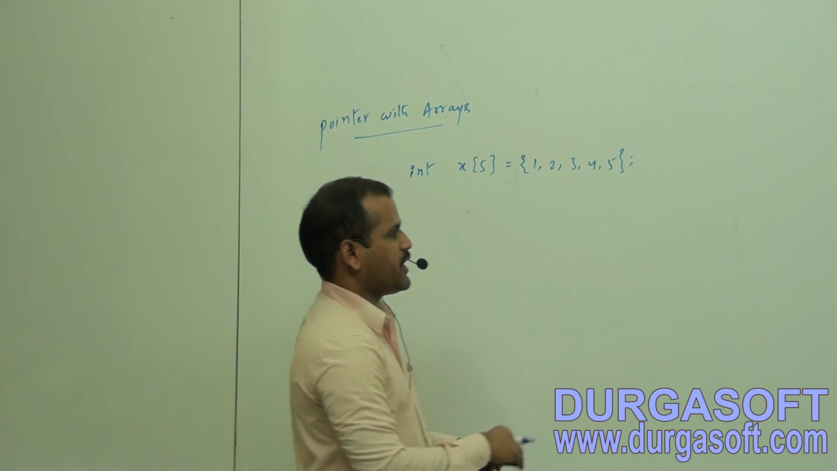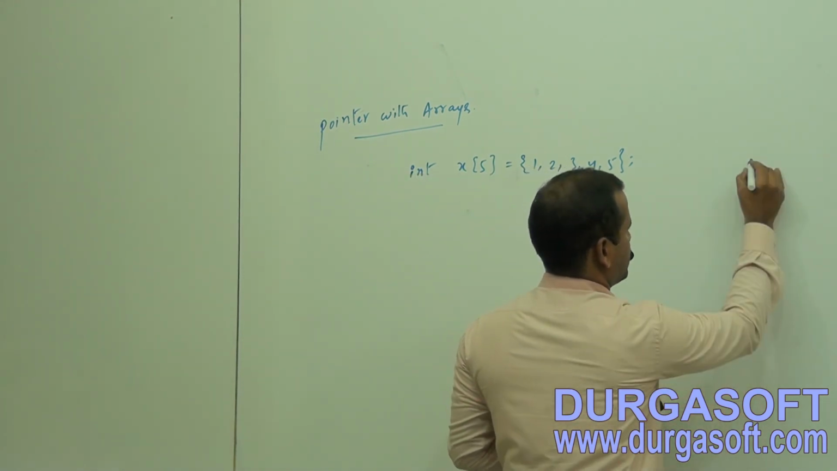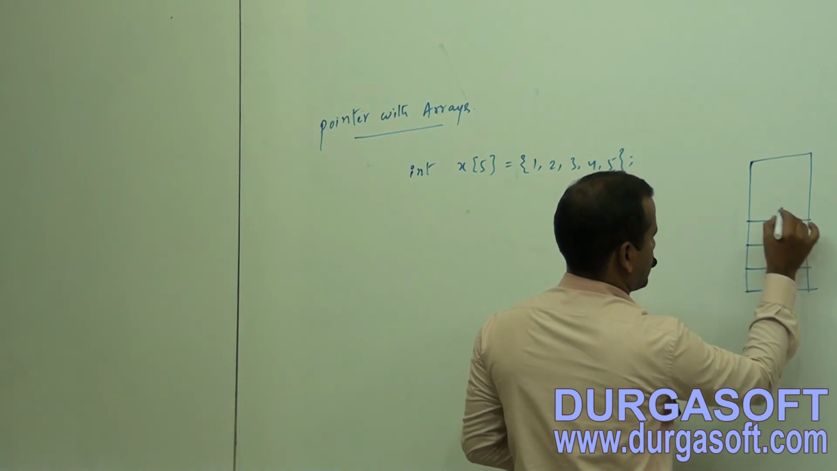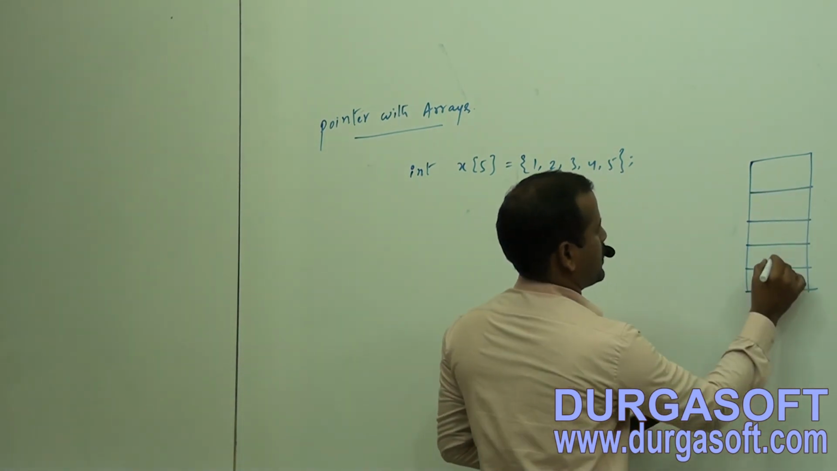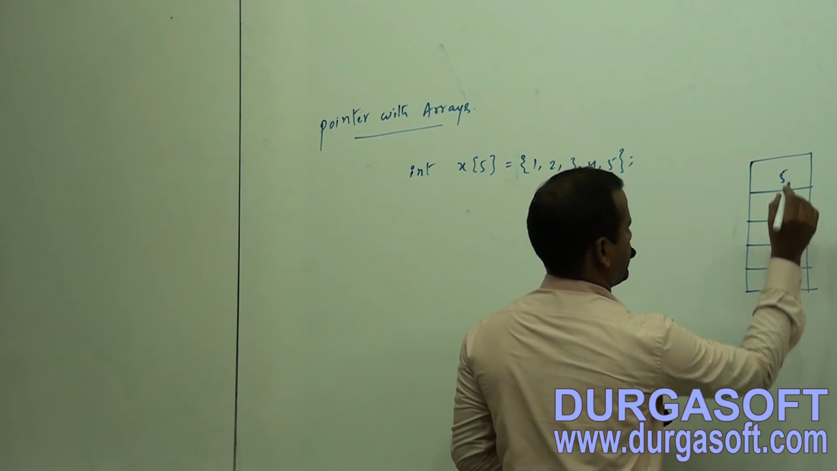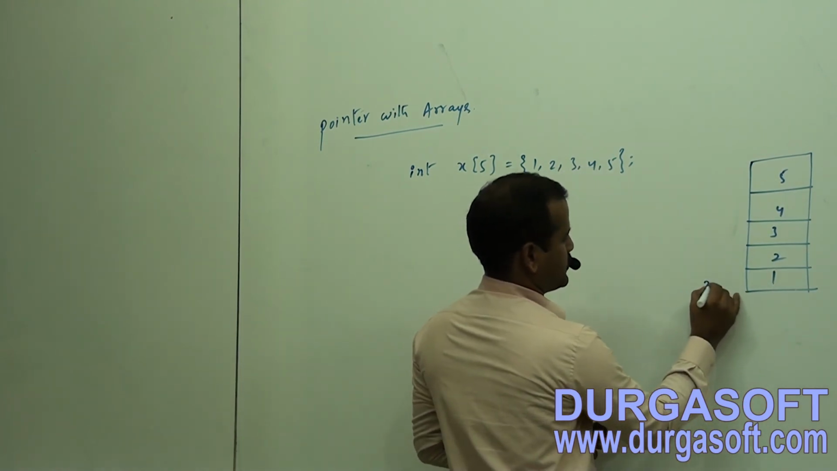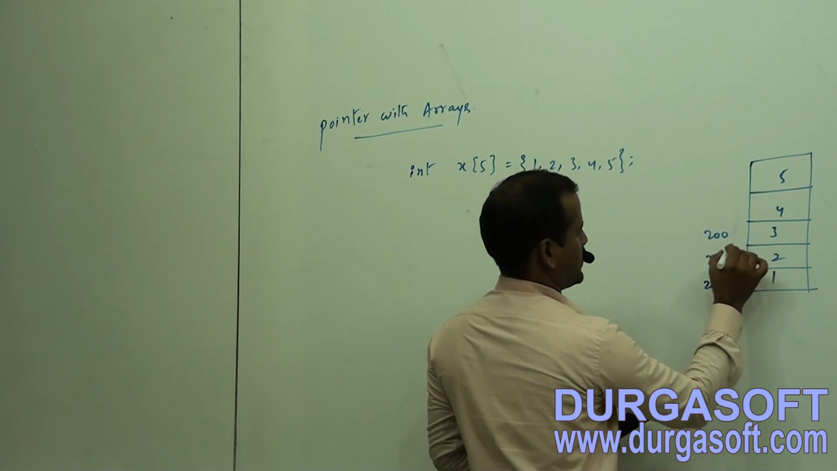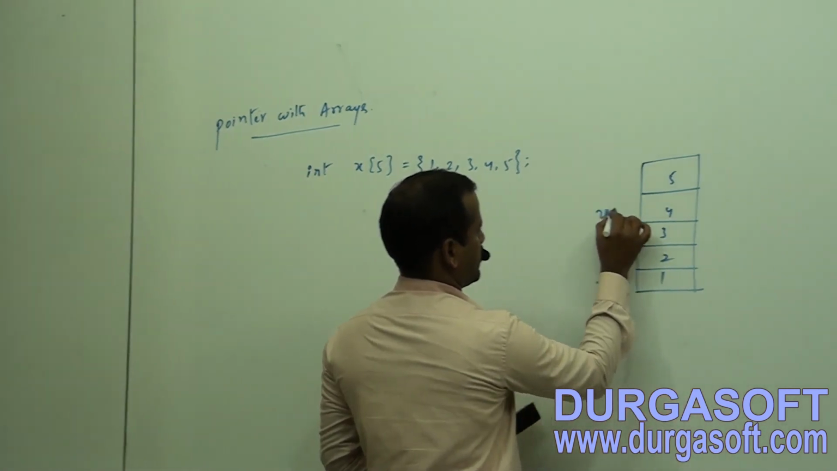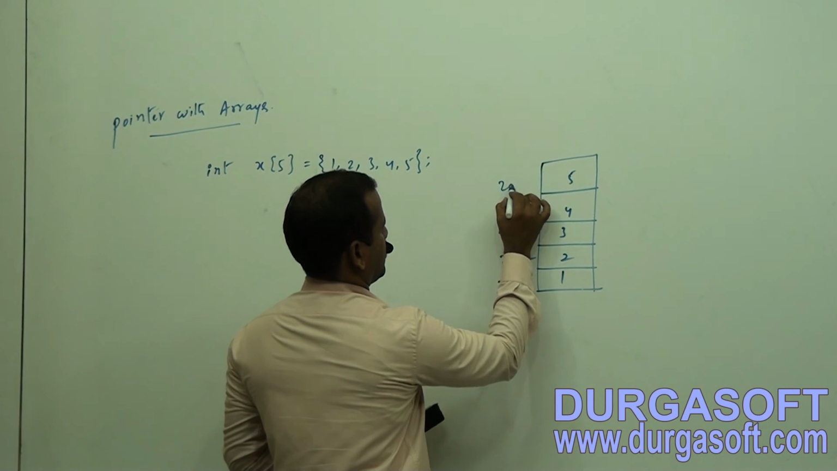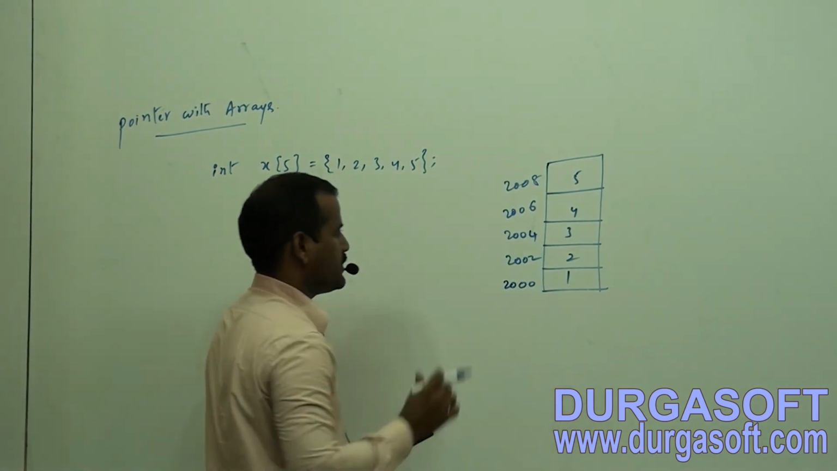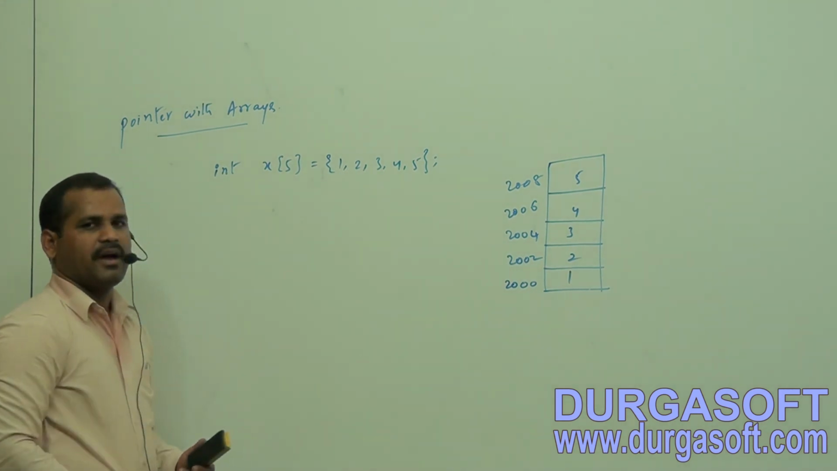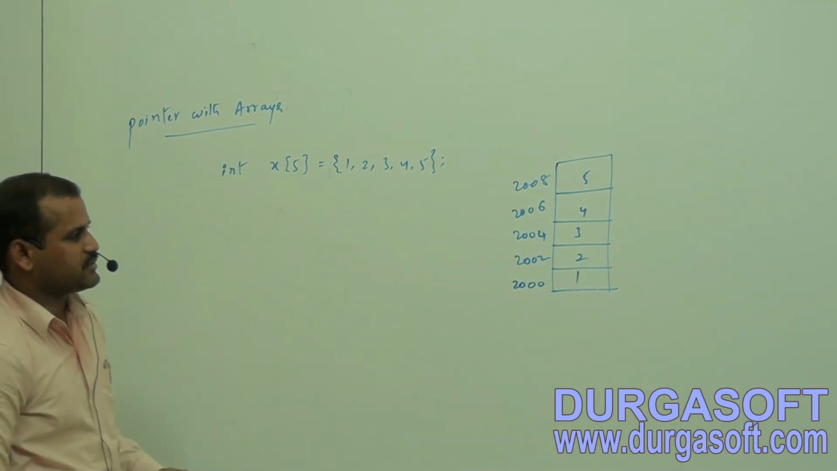And in the memory locations, these values will be stored 1, 2, 3, 4, 5 with the addresses. Let us assume 2000, 2002, 2004, 2006, 2008. These are the memory locations of corresponding array element values one by one. Let us take like that.